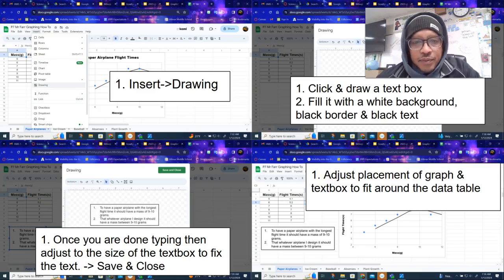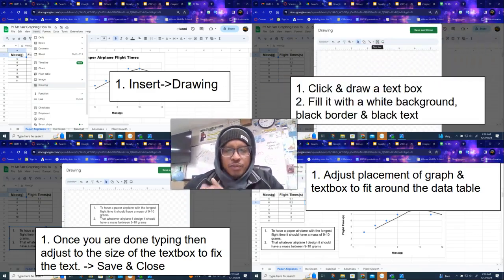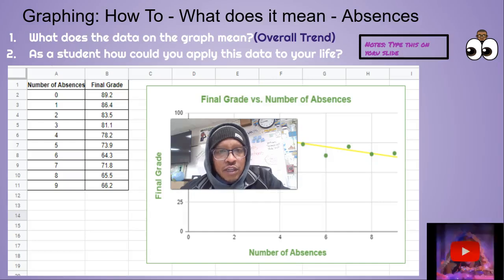So I don't know that I want to go through all this, but I'm just going to walk through it again. Just remember, insert drawing. That's how you get the text box. Then you're going to click and draw the box, fill it with white, have a black border, and then go ahead and type in the answers to the question. Make sure to adjust the text box to the size that you're supposed to have, and then place it in there and make sure nothing is blocking each other. We're going to walk through that, but I just wanted you guys to be able to see that.